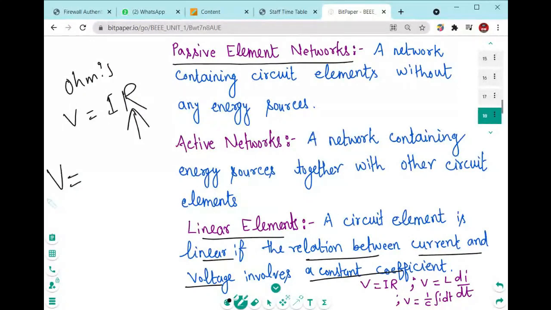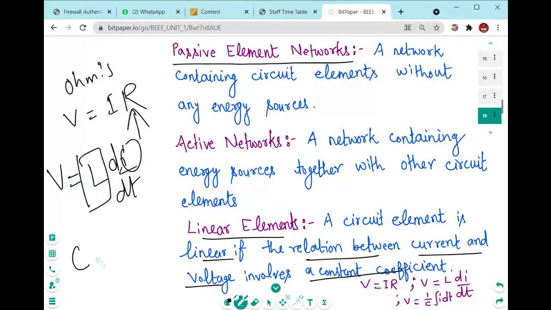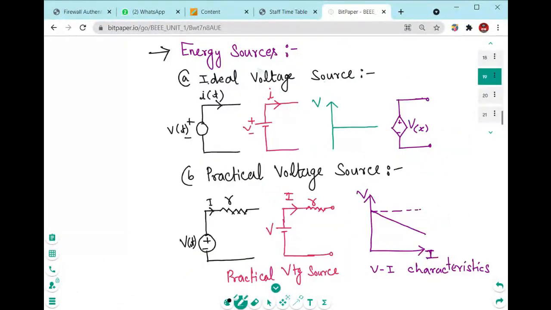When we discuss the inductor, V is equal to L di by dt. This I is changing but L remains constant. When we discuss the capacitor, the capacitor voltage is 1 by C times the integration of I dt. So this capacitance remains constant. Ideal voltage source: how can you represent a voltage source? You can represent a voltage source by a plus and minus symbol. This is your voltage symbol, and this is the ideal voltage source.